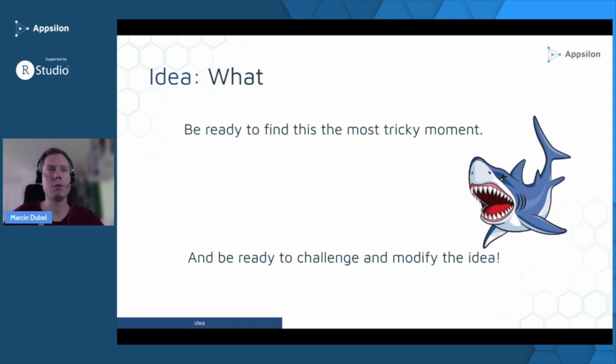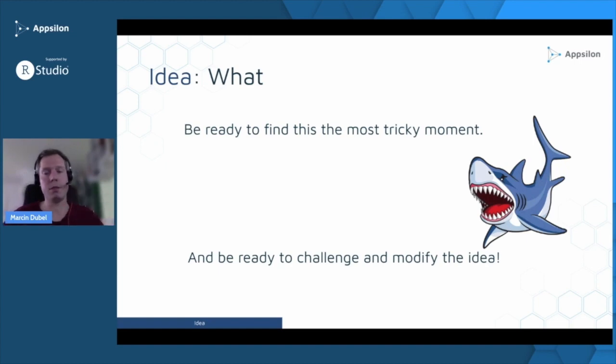When you're working alone, also be ready to challenge and modify your idea. As I said, I started with some dashboard that was supposed to present the map of the shark attacks, and it ended up as a video game.